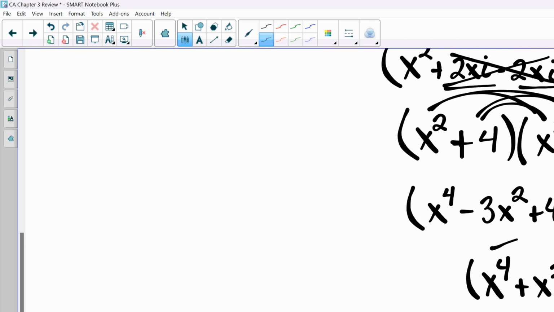And our last one, x to the 4th times x is x to the 5th. X to the 4th times 2 is plus 2x to the 4th. X squared times x is going to be plus x cubed. X squared times 2 is going to be plus 2x squared. Negative 12 times x is negative 12x. And negative 12 times 2 is negative 24.